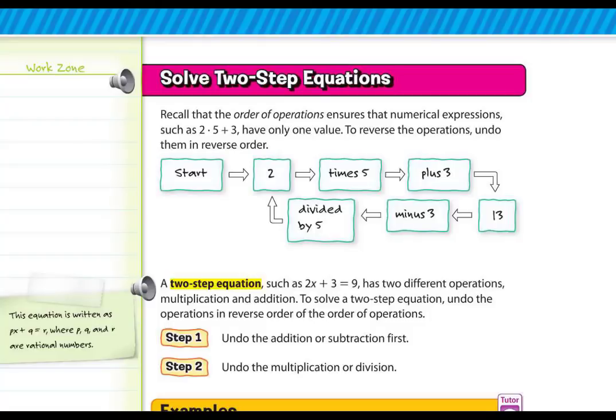So this page starts with a really good graphic that ties in order of operations to what we're doing. If we were solving the problem 2 times 5 plus 3, order of operations would say multiply by the 5 first, then add the 3, 13. Would you go ahead and label this? This is the answer.